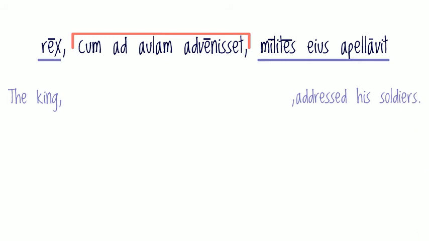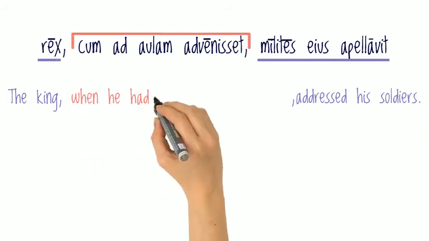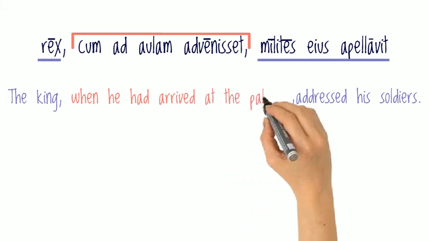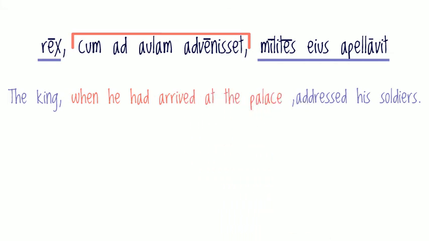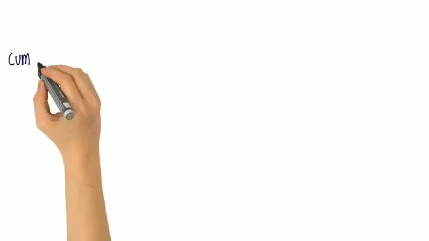Now we'll go back in and add in the subjunctive clause: when he had arrived at the palace. And put together we get the complete sentence: the king, when he had arrived at the palace, addressed his soldiers.